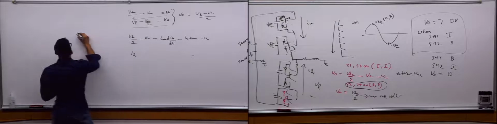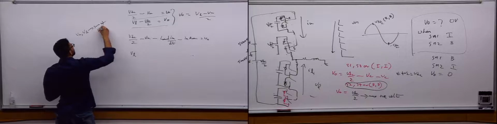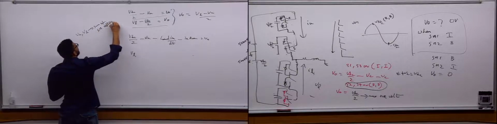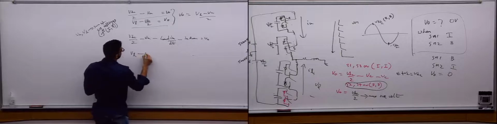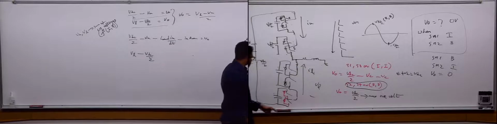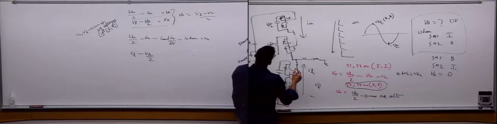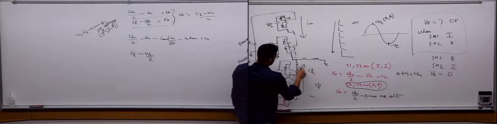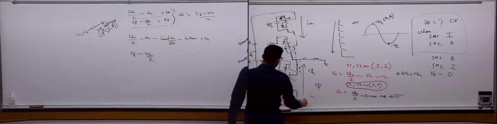So what is VU and VL? VU and VL are created due to the sum of submodule voltages, depending on how many are inserted or bypassed, a function of I and B. Okay, so VL minus VDC over 2. So IL is like that. So the polarity of this drop was like that. Polarity of this drop will be like that, and VL is like that.